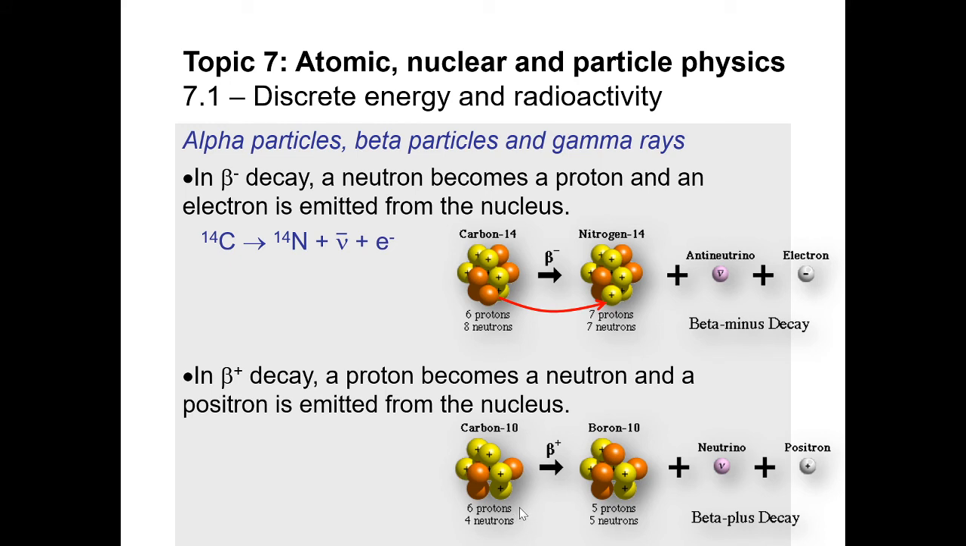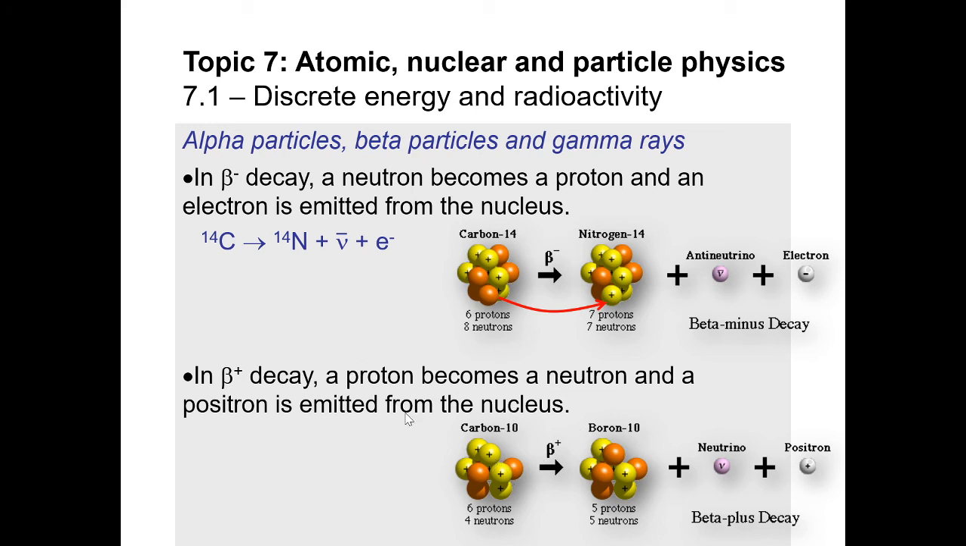Okay, so starting off with carbon-10, right? So 6 and 4 makes 10. We have 6 protons because that defines carbon, therefore 4 neutrons. One of these protons becomes a neutron, and then a positron is emitted from the nucleus. Well, if I have 6 protons and I lose one of them because it decays, that means I'm left with 5 protons, which automatically changes the identity of the element. So instead of carbon, now I have boron, which is number 5 on the periodic table.